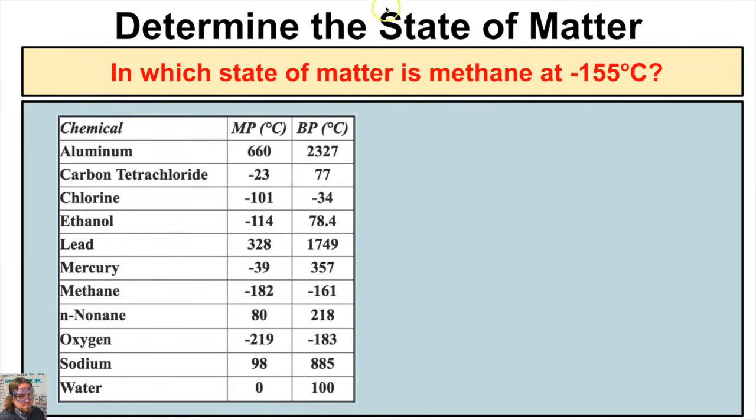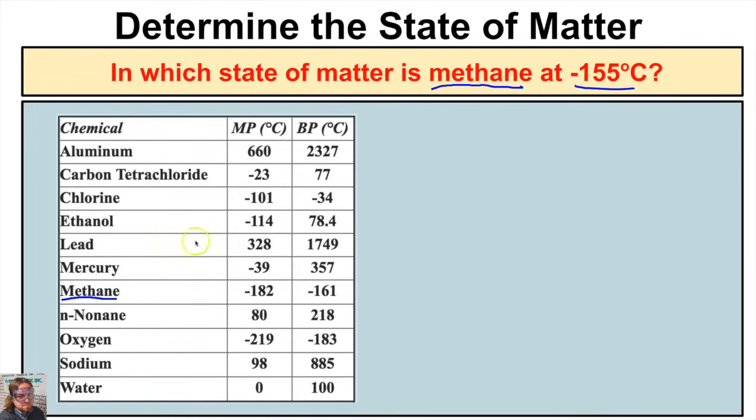And right here we see that we know the melting point and the boiling point of these substances in degrees Celsius. And what we have to figure out in this example is in which state of matter is methane at negative 155 degrees Celsius. Sometimes it might be a little confusing just looking at the melting point and boiling point of these different substances, in this case methane.